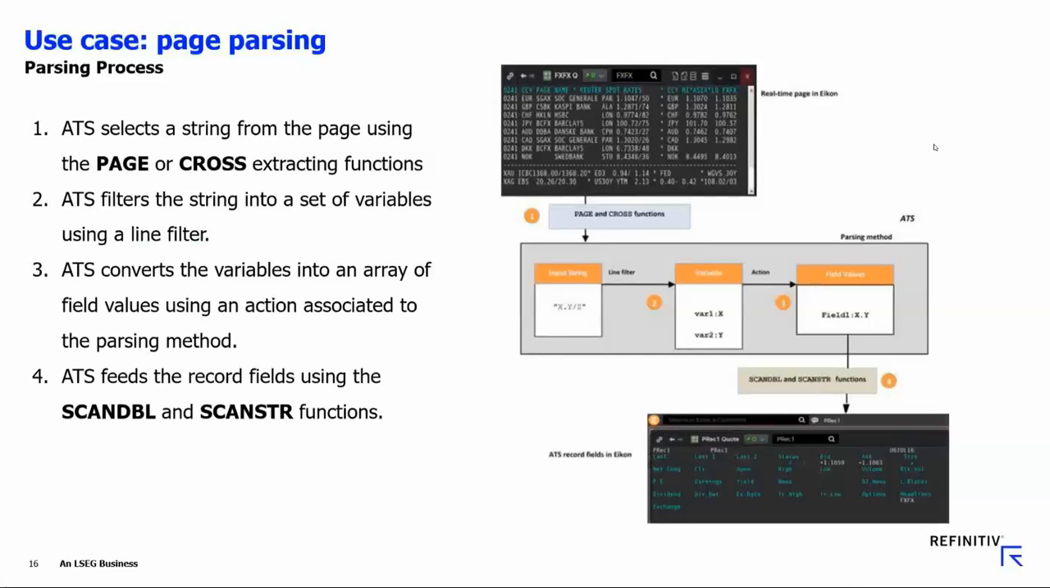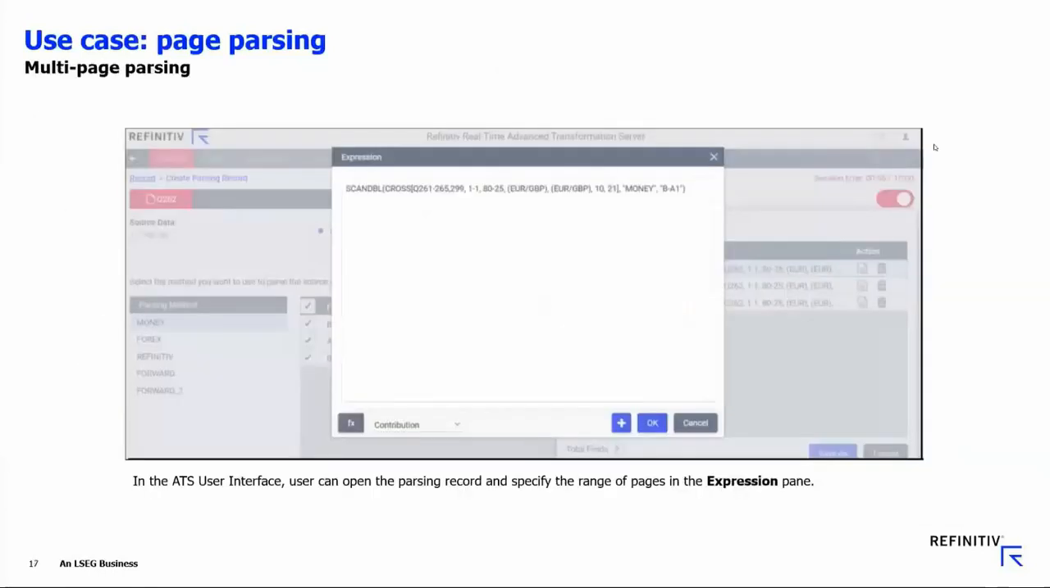As you can go through, the ATS filters a string to a set of variables using a line filter, and then converts those variables into an array of fields using an action associated to the parsing method. Then ATS feeds the record's fields using these two functions, which feed the record's fields using an action from the results array from before. Susan, if you could please go to the next slide, please.